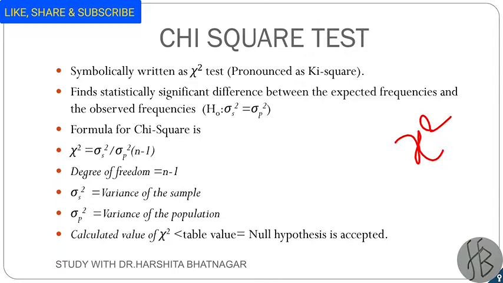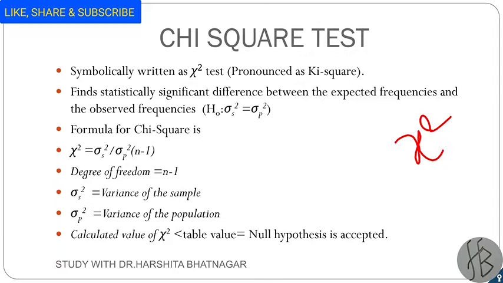So here, the formula of chi square will be σs² divided by σp², in brackets, n minus 1. It means you have to divide the variance of the sample by the variance of the population and then multiply it by n minus 1, that is the degree of freedom of the chi-square test. σs² is the variance of the sample, σp² is the variance of the population.